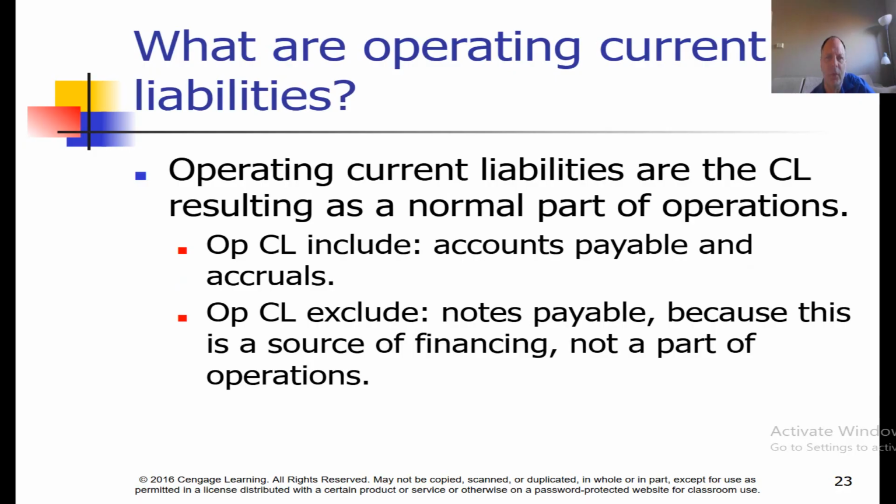Next, what are operating current liabilities? Operating current liabilities are the current liabilities resulting as a normal part of operations. They would include accounts payable, money you owe to other companies, and accruals, money you owe to the IRS, your employees, or insurance companies. They would exclude notes payable because this is a source of financing, not a part of operations.